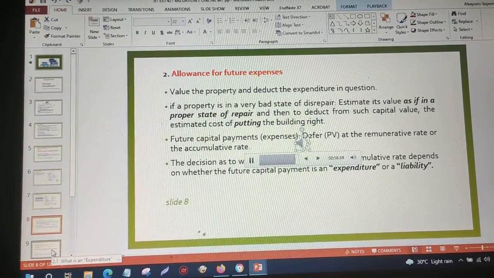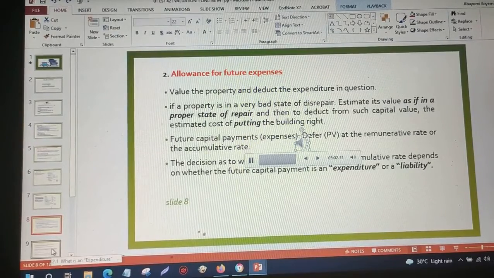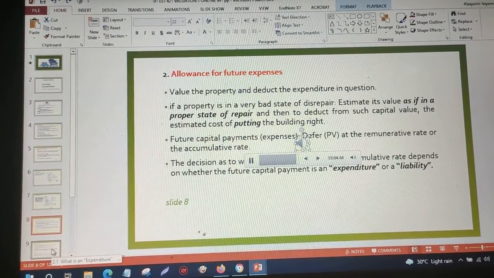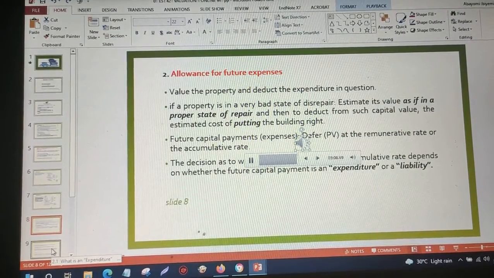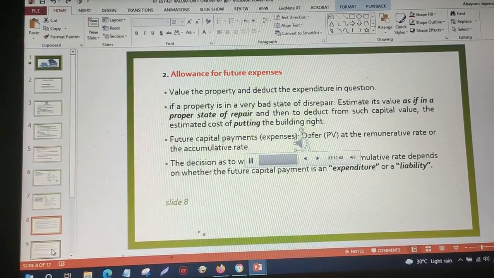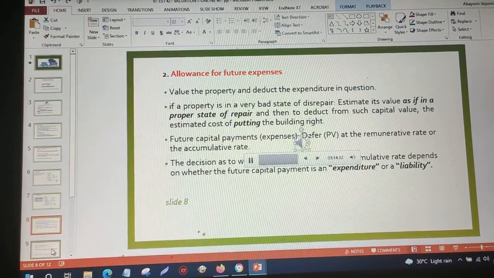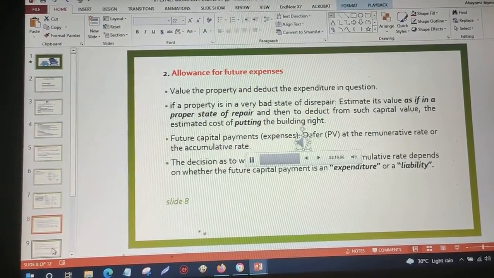Future capital payments may be deferred at the remunerative or the capital accumulative rate, as I said before, and the decision depends on whether it's an expenditure or a liability. I'm just repeating myself. Anyway, in the next slide I will explain what an expenditure is and what a liability is.